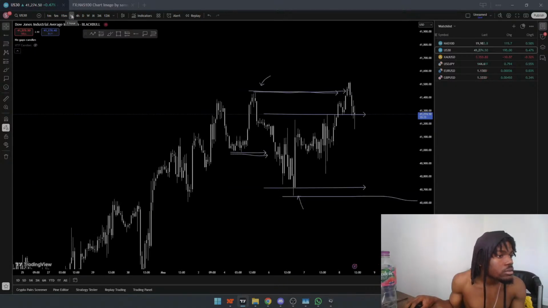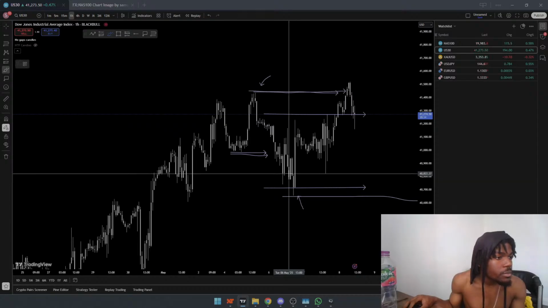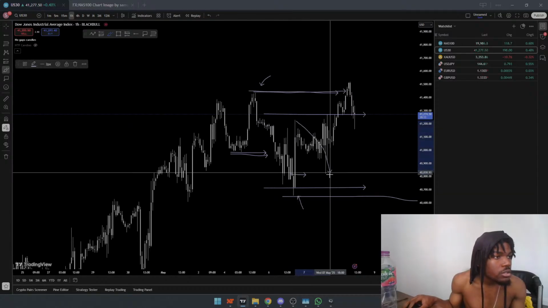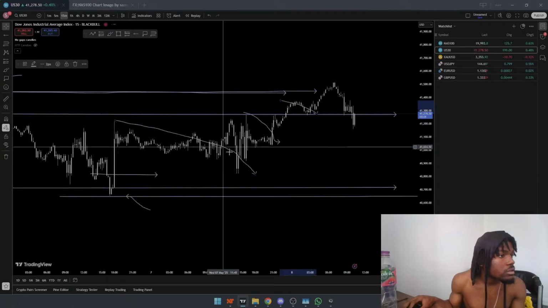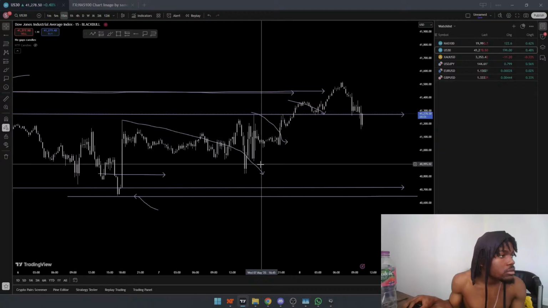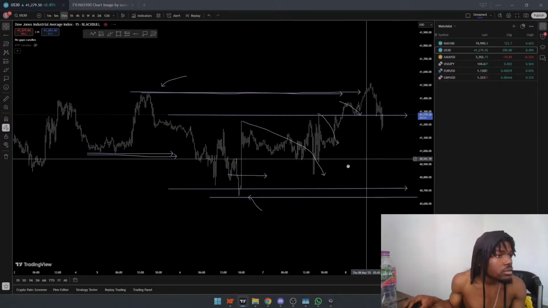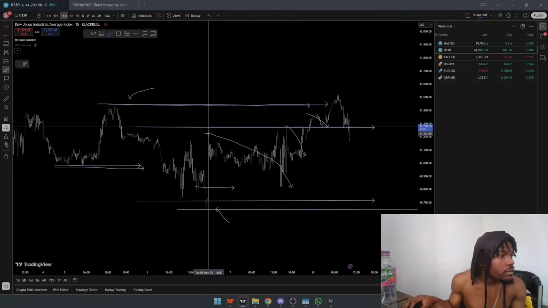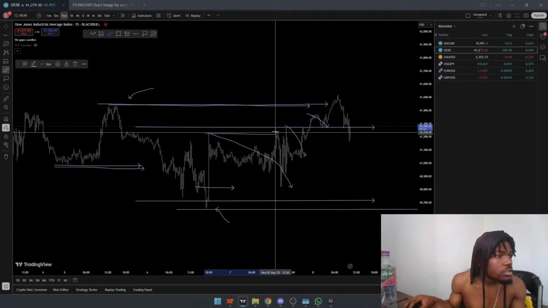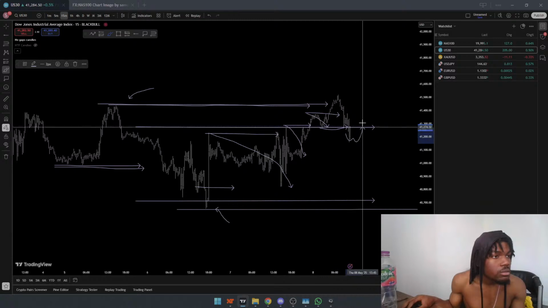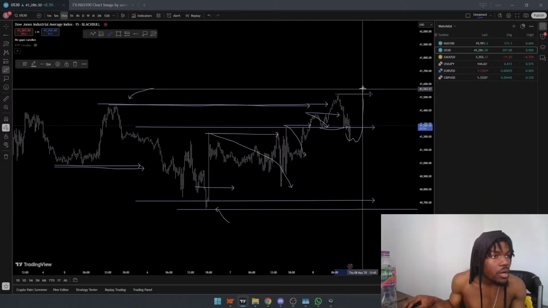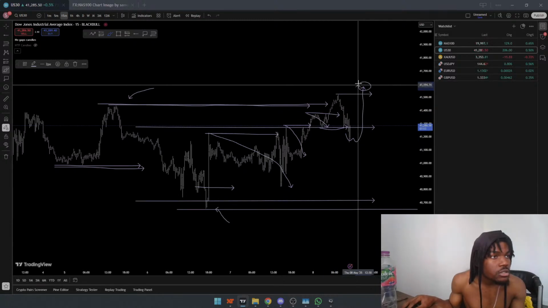Okay, cool. So let's just keep this. I shouldn't have deleted it from my chart. The initiation, pullback, pullback, pullback. So we see the liquidation of one, two, three, and that's how we manage our expectation.